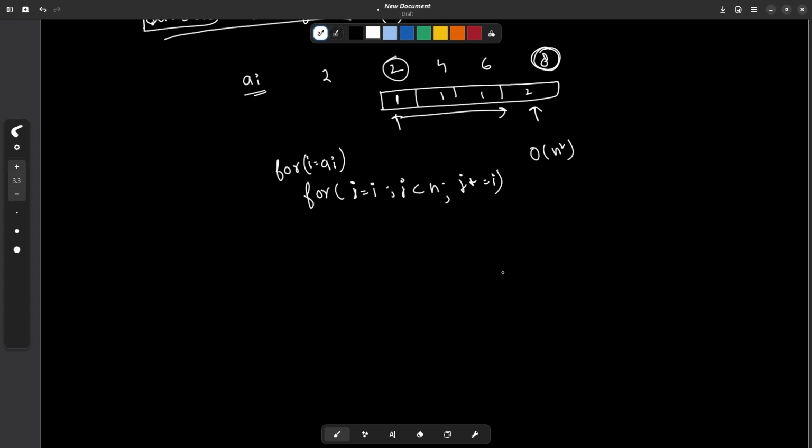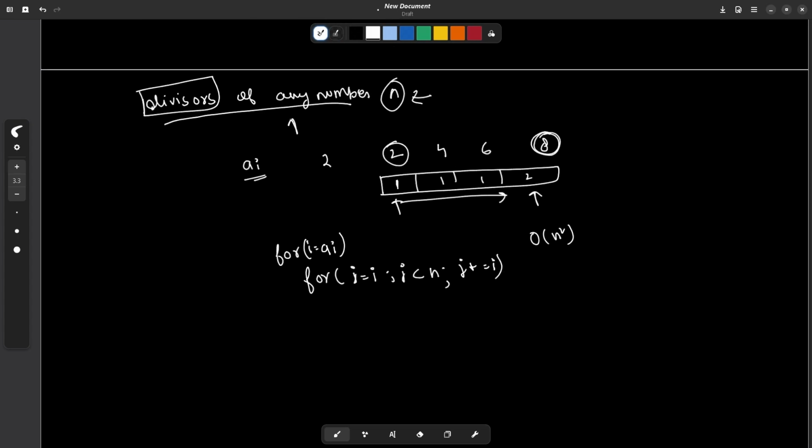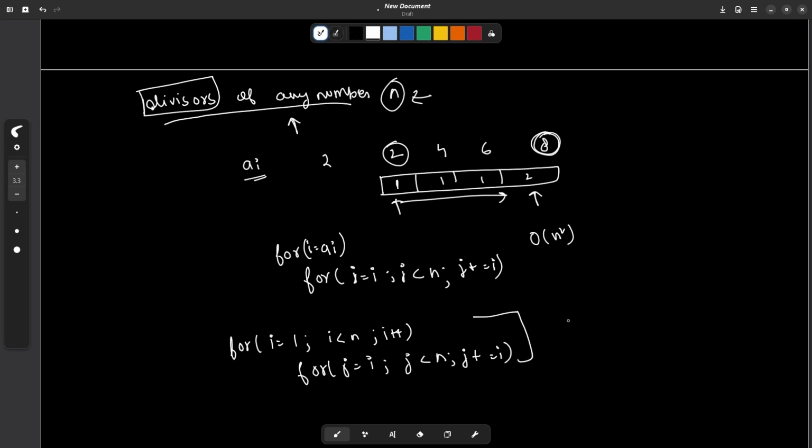So while solving this particular problem, when we generally find the number of divisors of any number, the first for loop is like this, starting from 1, i is less than n and i plus plus, right? And the second for loop is j, starting from i, j is less than n and j plus equals i, right? So this is the same type of for loop that we are going to use in this particular problem, and this looks like an n square loop, but it is actually n log n.